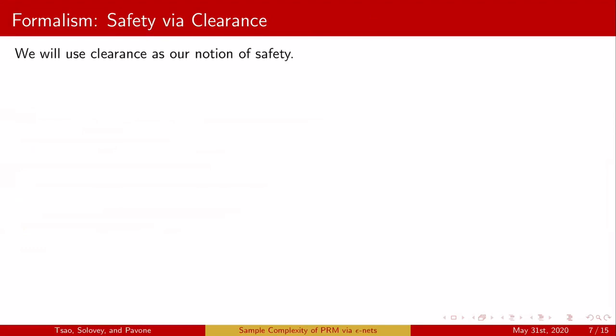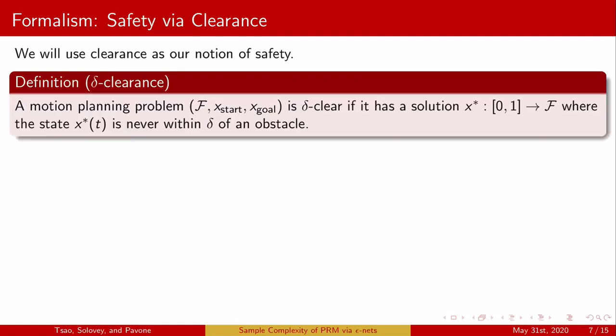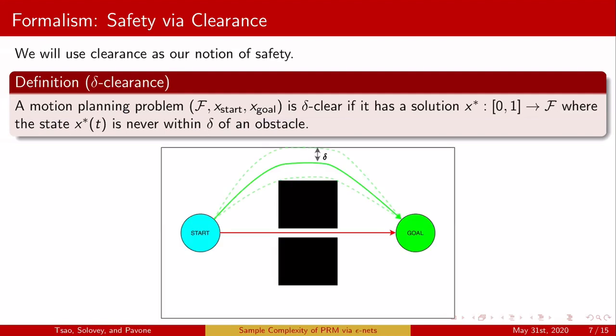To state this more formally as a mathematical problem, we'll need to define the notion of safety that we'll be considering. We use clearance as our notion of safety, which means the following. A motion planning problem is delta clear if there exists a solution where the state is never within delta of an obstacle. Here the distance is measured with respect to Euclidean distance in the state space. So here is an example again: the green path is delta clear, but the red one is not.